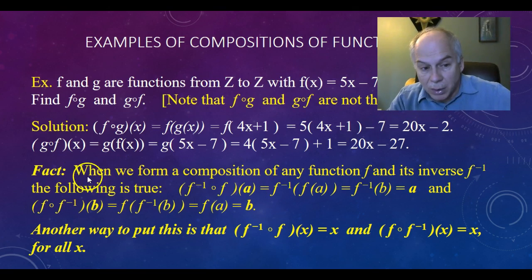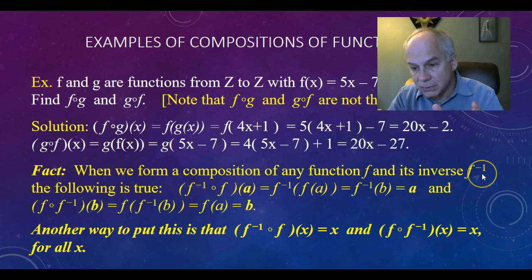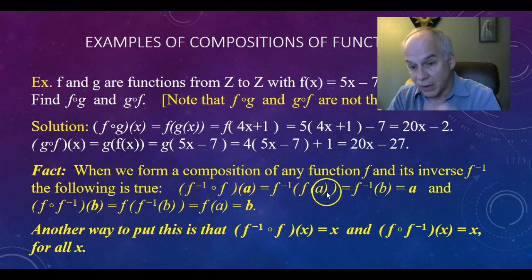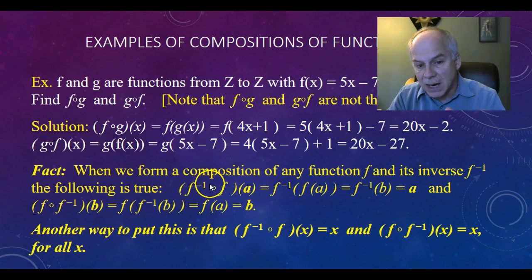There's another fact here that's important. When we form a composition of any function f and its inverse, f negative 1, the following is true. The composition of the inverse and the function is the inverse of the function, which if you look at this, what's the function? What's f of a? It's b. And then what's the inverse of b? Well, it's back to a. In other words, we plugged a into this composition of the inverse and the function, and we got a.